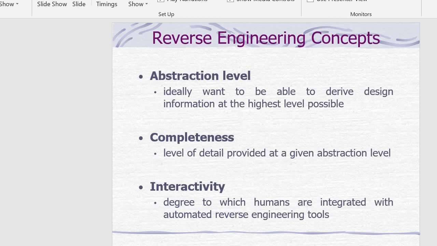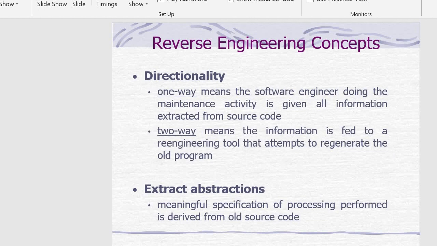Then abstraction level. Ideally we want to be able to derive design information at the highest possible level. Then completeness. This is the level of detail provided at a given abstraction level. And then look at the role of interactivity. This is the degree to which humans are integrated with the automated reverse engineering tool. That is basically one of the important features of this reverse engineering process.